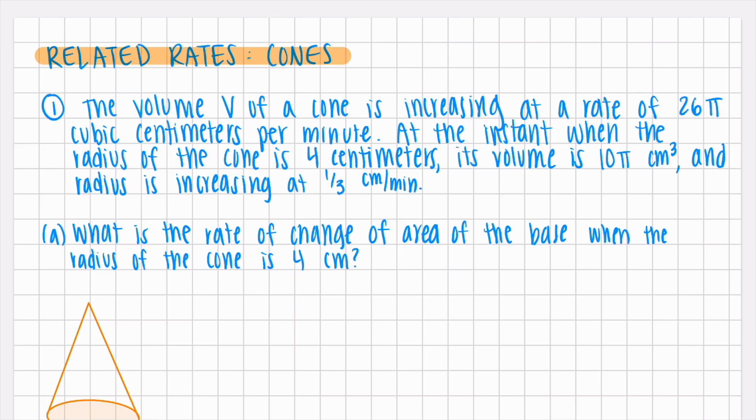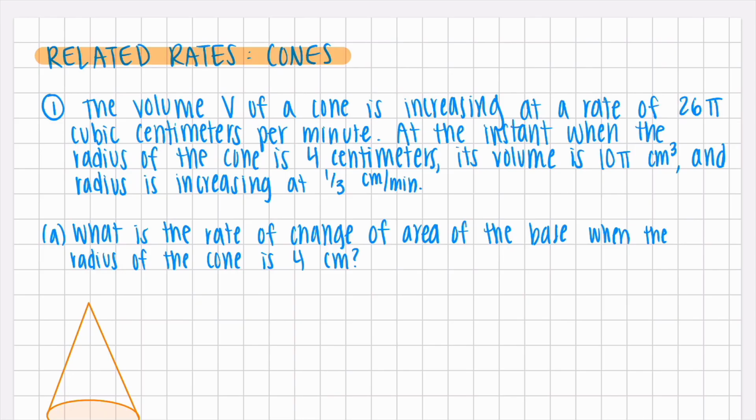Starting with number 1, it says the volume V of a cone is increasing at a rate of 26 pi cubic centimeters per minute. At the instant when the radius of the cone is 4 centimeters, its volume is 10 pi centimeters cubed, and the radius is increasing at 1/3 centimeters per minute. Part A says, what is the rate of change of area of the base when the radius of the cone is 4 centimeters?